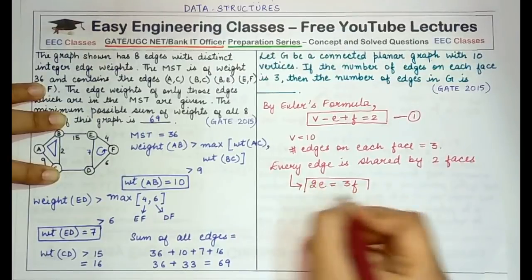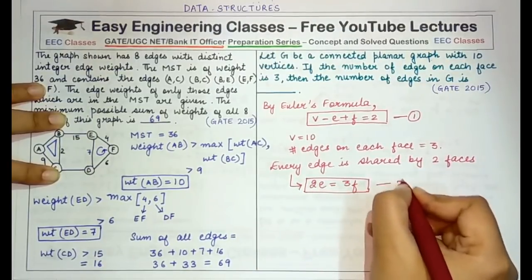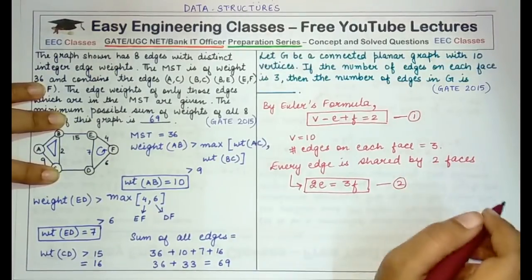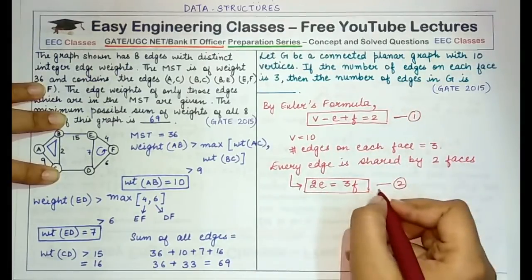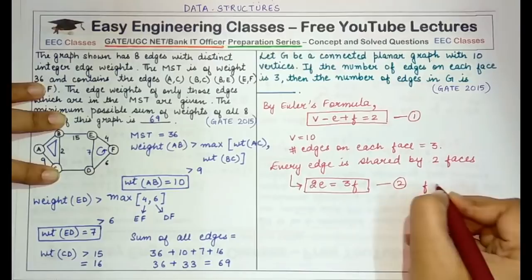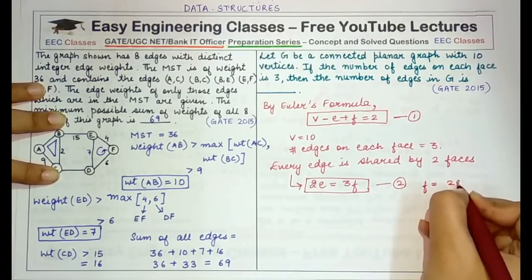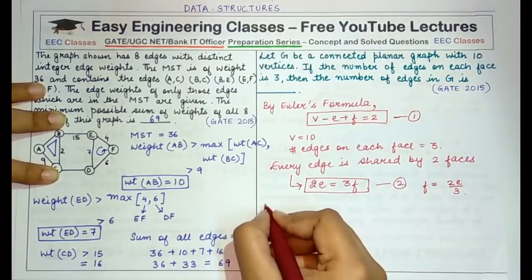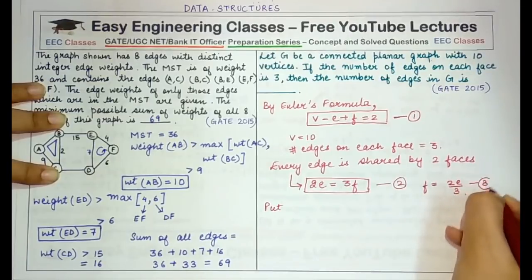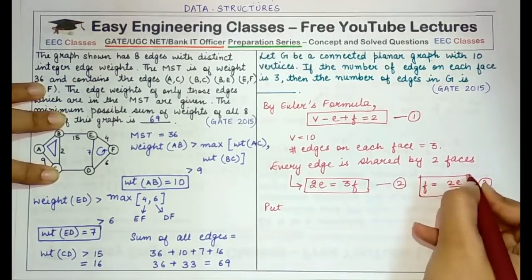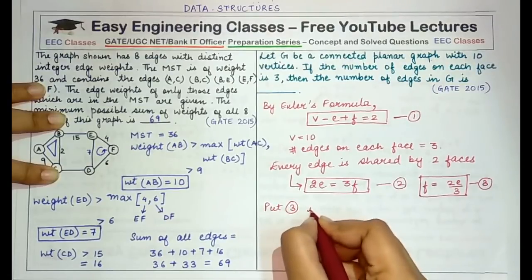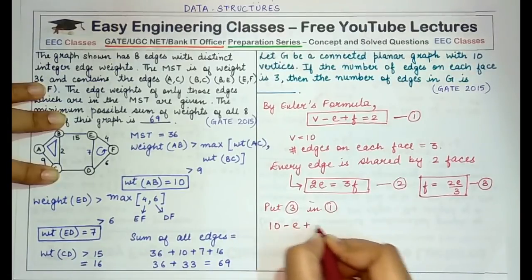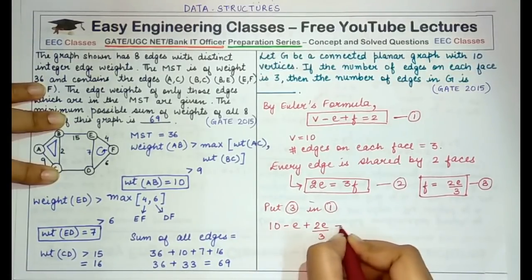This is the second relation that we have obtained, or that we actually can derive and know. And now if we equate both these relations, we'll get the desired answer. We have to find the number of edges. So from 2, I can write F as 2E by 3. This is equation 3, and if I put 3 in 1, I'll safely get V is 10 minus E plus F is 2E by 3 equal to 2.